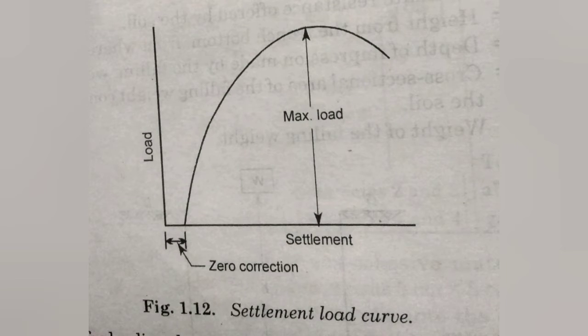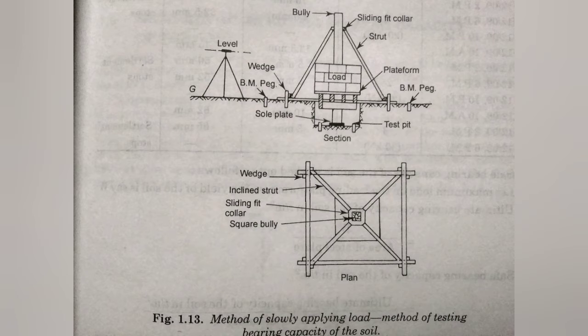Method of slowly applying load: this method of evaluating the bearing capacity of the soil is the most reliable method. It consists of an arrangement with the help of which a specific area of the foundation soil is gradually loaded in steps by increasing load in phases and corresponding settlements of the foundation are noted. The loading of the foundation is continued with continuously increasing load till the foundation soil starts yielding.